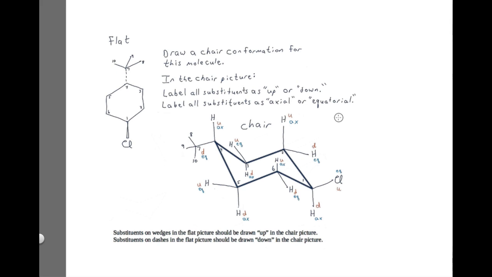By the way, for most problems, it's not a good idea to show all the hydrogens on the chair picture. That just adds unnecessary clutter. For these problems that we're working on right now, we're showing the hydrogens to help build our understanding of the chair picture. But eventually you'll get to the point where it's not necessary or useful to show all the hydrogens on the chair picture. You want to keep most of the hydrogens out to avoid clutter.